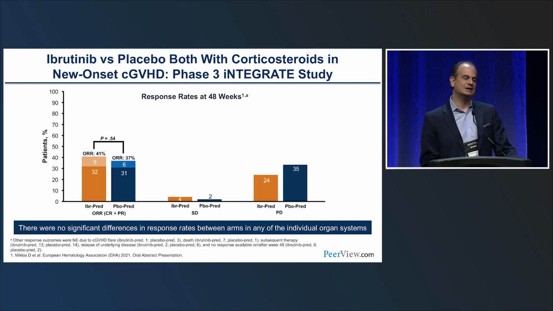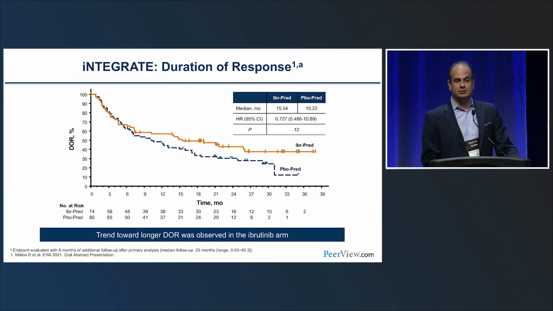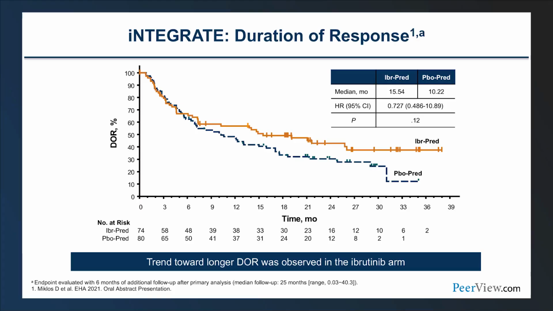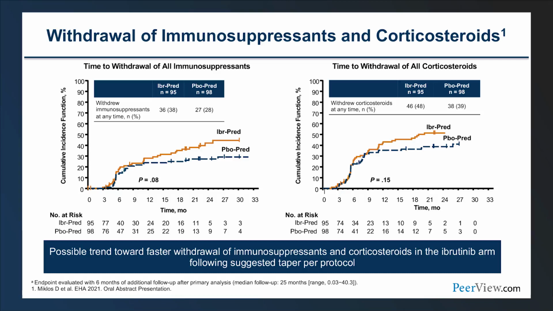And the rates of stable disease and progressive disease were similar across groups. There did appear to be a trend towards an improvement in the duration of response for patients treated in combination. You'll note that the curves only separate around the time that most patients tend to move on to second-line therapy, so it's not entirely clear that giving ibrutinib up front would be any better than giving ibrutinib when patients do progress. There were similar trends in the ability to withdraw immune suppression, both all immune suppression and corticosteroids shown on the right. Both of these were not statistically significant, and again, the curves tend to diverge between 9 to 12 months.